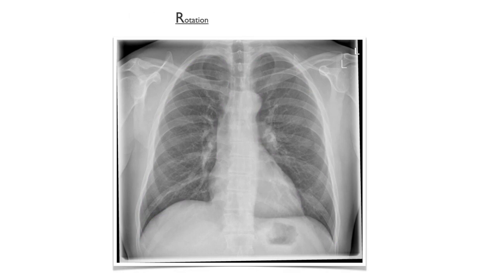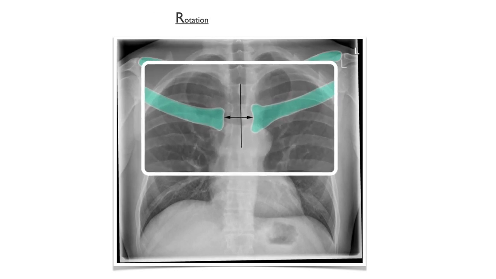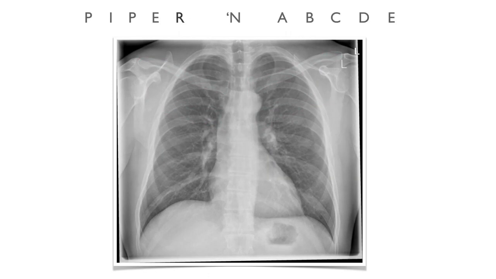This can be done by looking at the medial edges of the clavicles and drawing a line through the adjacent spinous processes. The distance between the edge of the clavicles and the line should be equal on each side. If the distances are unequal, this suggests that rotation is present. This completes the technical analysis of the radiograph. The next step is to identify whether there are any abnormalities present.